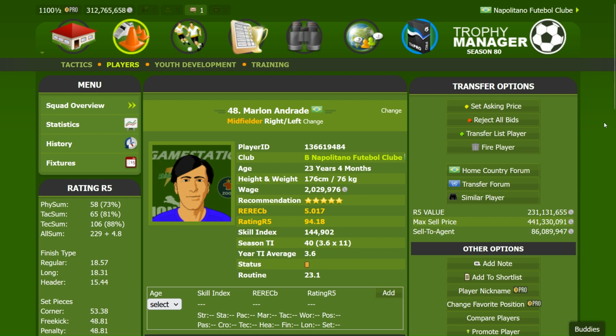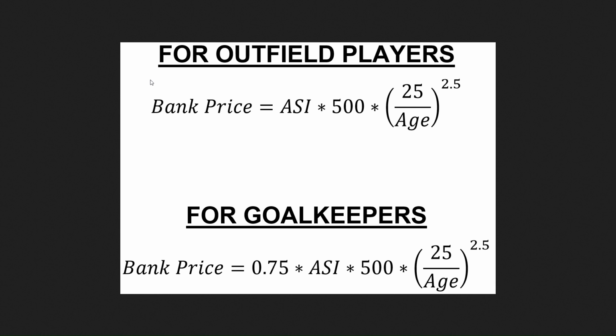In order to calculate the bank price of a player, you should use the formula you will see on the screen now. This is the formula for outfield players and this is the formula for goalkeepers. It's the same formula, but for goalkeepers they just multiply by 0.75. As you see, it is based on the skill index and the age of the player. The age should be converted to decimals before you put it in the formula.